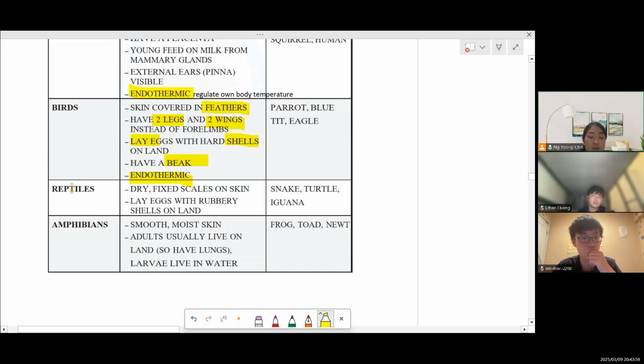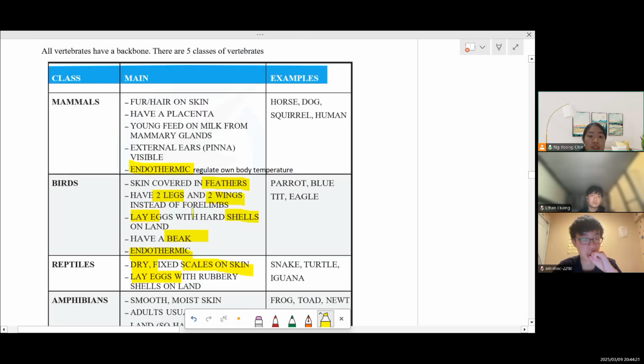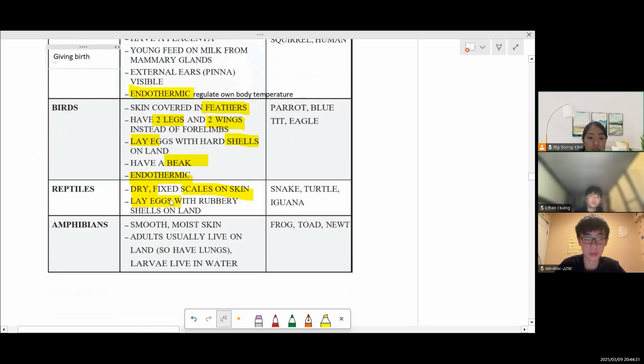And then how about reptiles? Reptile refers to something like crocodile, turtle, snake. They have hard scales on the skin, and the skin is very dry. They also lay eggs. They are not giving birth to live young. In mammals, we give birth. Examples of reptiles include the snake, turtles, and iguana.